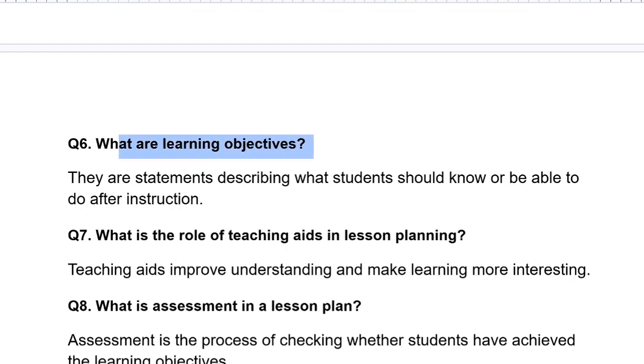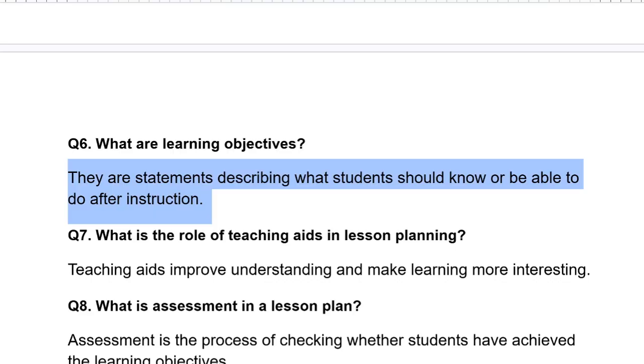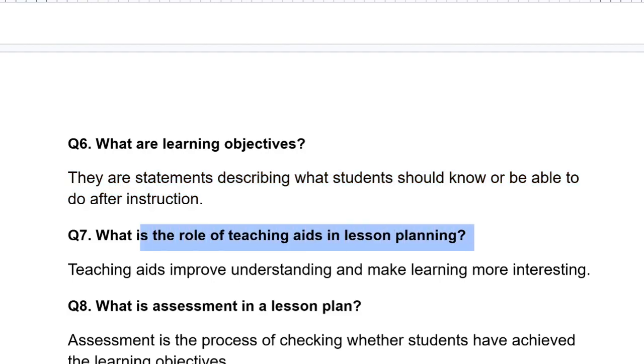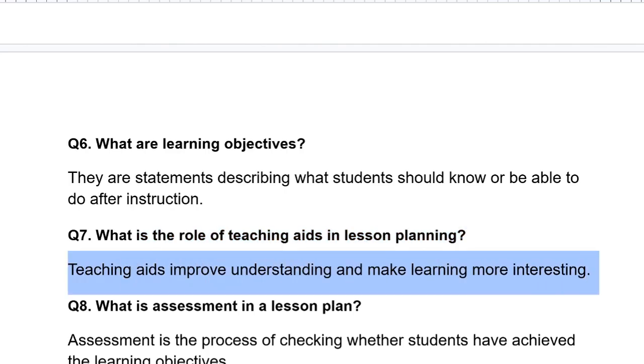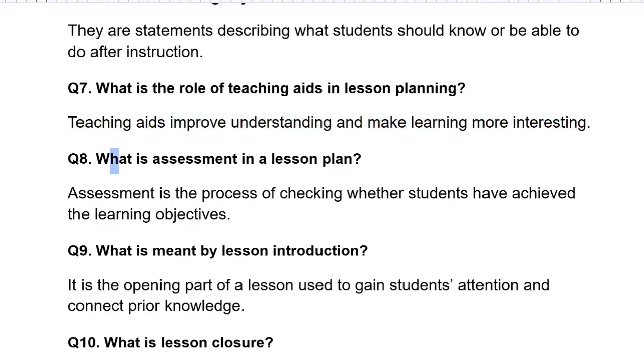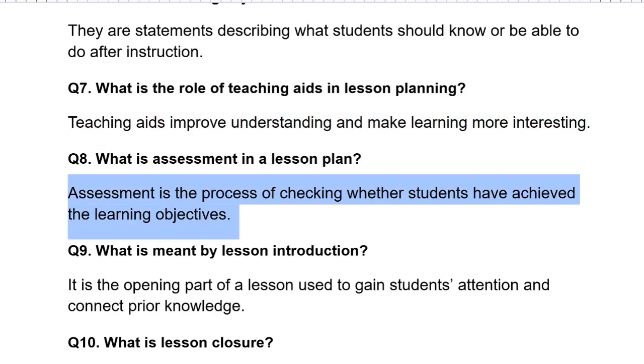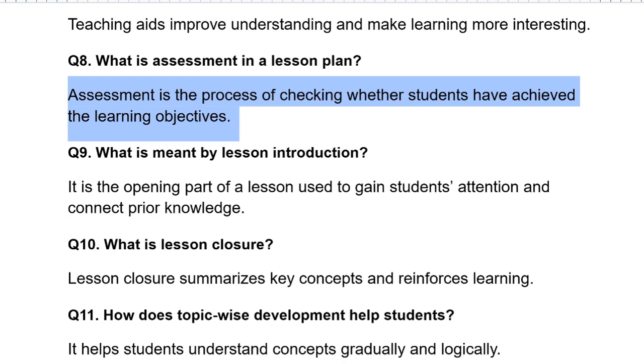What are learning objectives? Learning objectives are statements describing what a student should know or be able to do after instruction. What is the role of teaching aids in lesson planning? Teaching aids improve understanding and make learning more interesting. What is assessment in lesson planning? Assessment is the process of checking whether students have achieved the learning objectives or not.